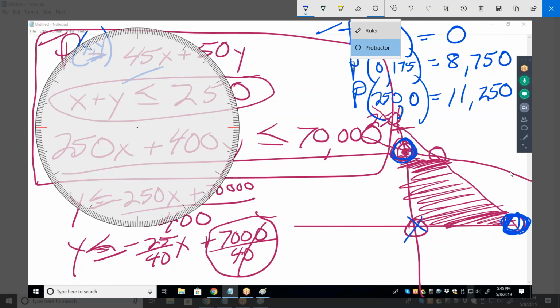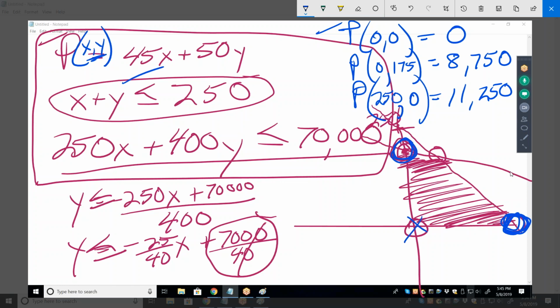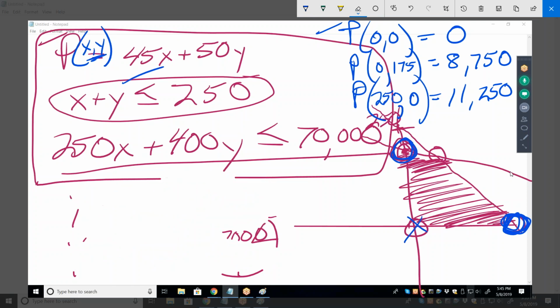Now, let me erase some of this stuff. I want to erase all of this down here. How do we find out what the x and y coordinates of this point right there are?